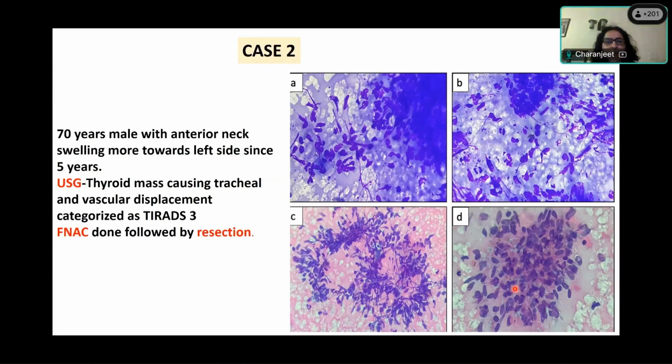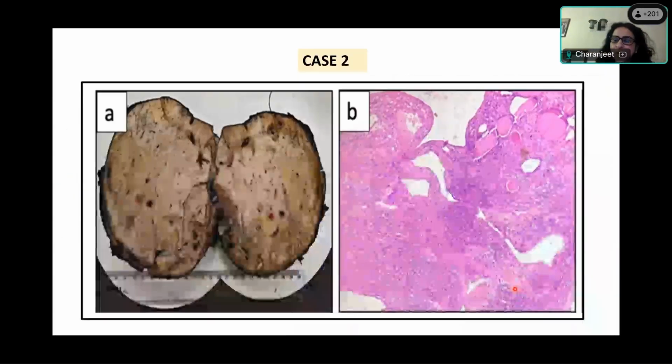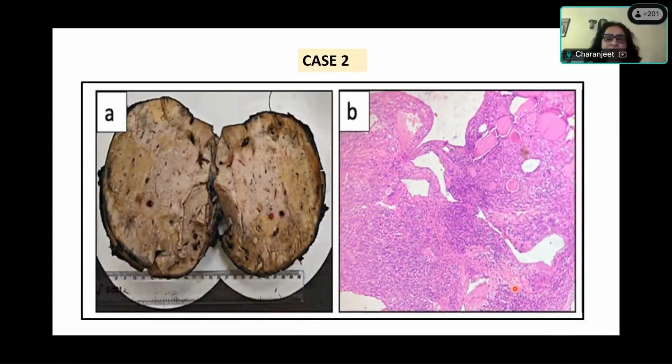Now look at the gross picture. Dr. Ekta, what are you seeing in the gross picture? Ma'am, in the gross we can see a well circumscribed mass showing fleshy appearance and hemorrhagic areas, a few pinpoint hemorrhagic areas. Okay, good.